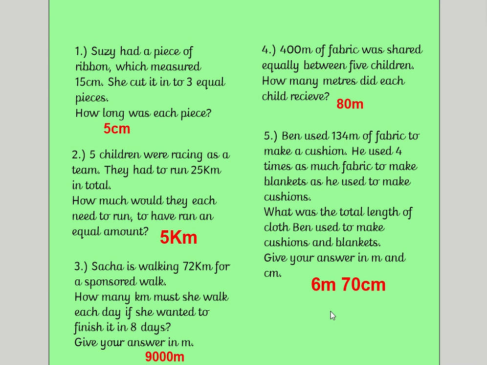Question 4, 400 metres of fabric was shared equally between 5 children. How many metres did each child receive? 80 metres. 400 divided by 5. And question 5, Ben used 134 metres of fabric to make a cushion. He used 4 times as much fabric to make blankets as he used to make cushions. What was the total length of cloth Ben used to make cushions and blankets? Give your answer in metres and centimetres. And the answer we were looking for is 6 metres, 70 centimetres.